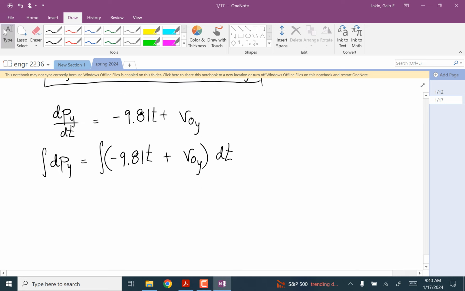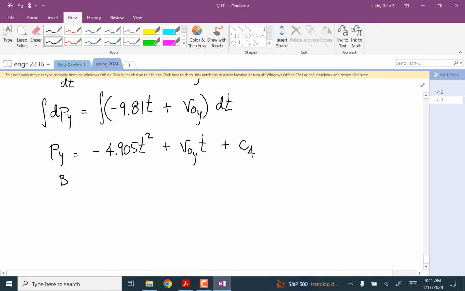Integrate both sides, and you get that Py is equal to negative 4.905 t squared plus V0y t plus C4. The boundary condition says when time is equal to 0, Py is this constant P0y.